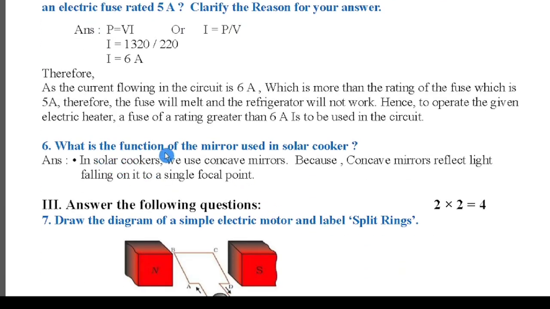Sixth question: what is the function of the mirror used in a solar cooker? In a solar cooker we are using a concave mirror. Why? Because a concave mirror reflects the light falling on it to a single focal point. Therefore only we are using a concave mirror in the solar cooker. So you have to write this reason.